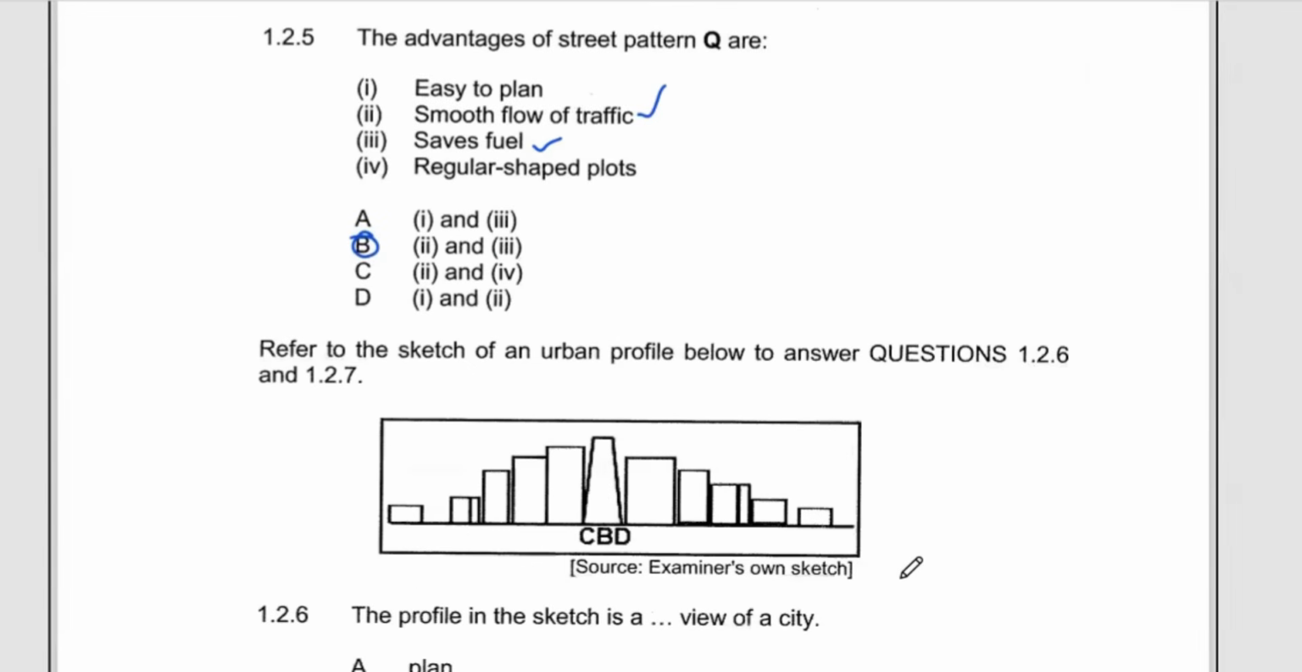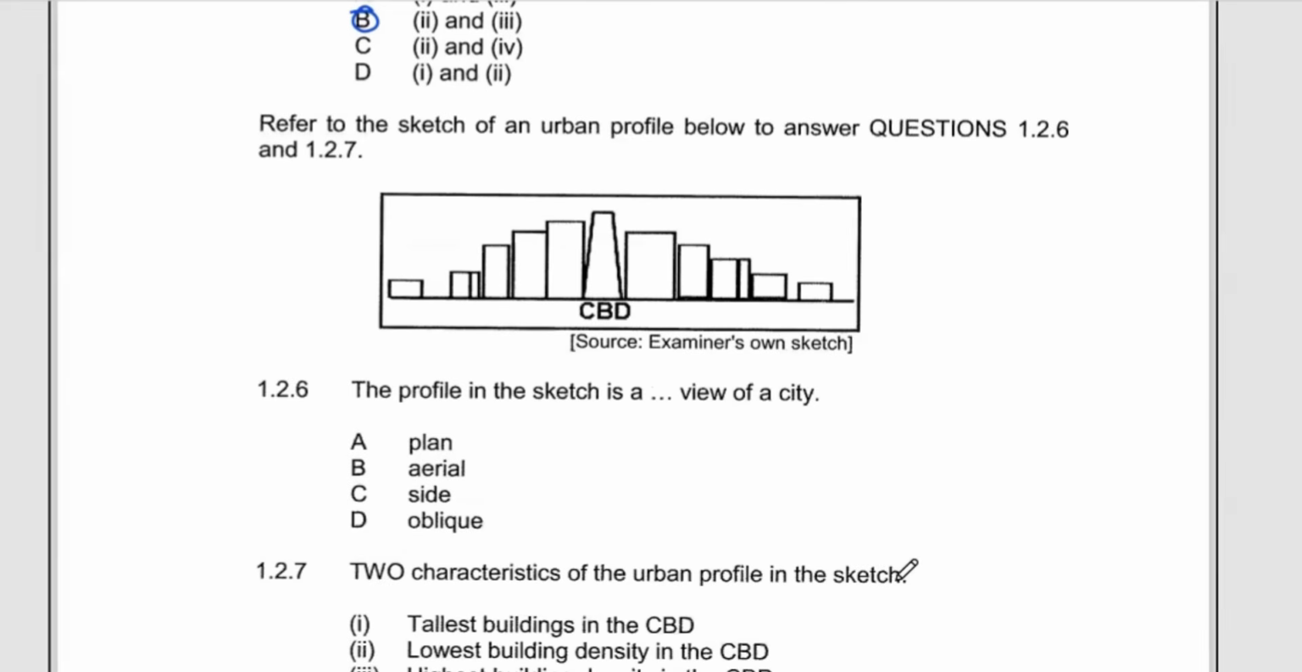Right, refer to the sketch of an urban profile below and answer the questions. The profile in the sketch is a side view of a city. We are looking at the urban profile from the CBD going to the outskirts of the city. We are looking at the urban area from the side.